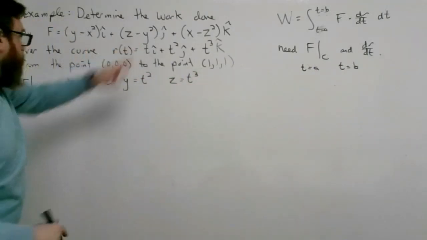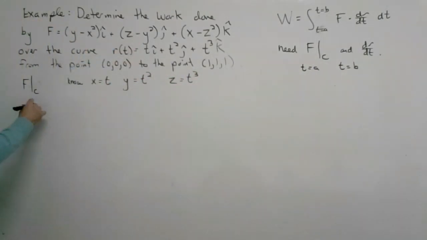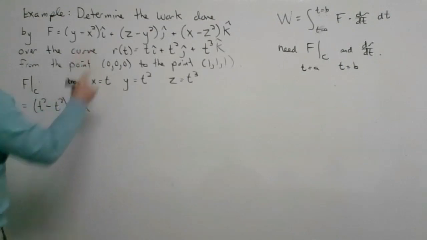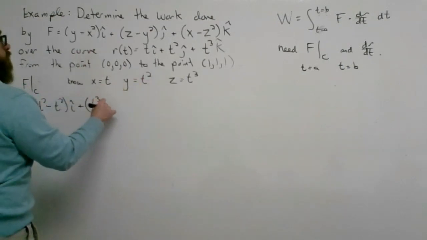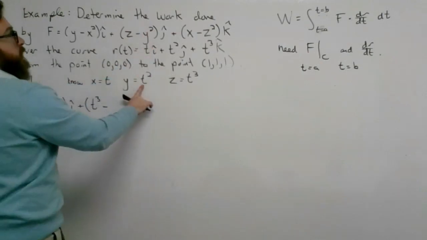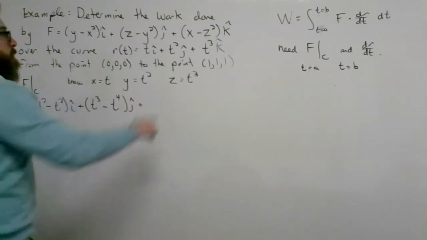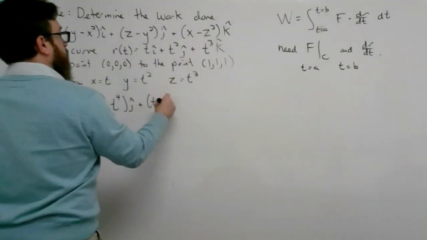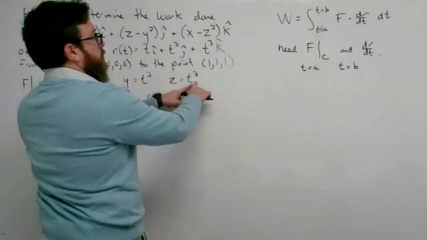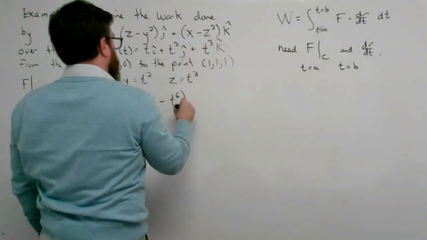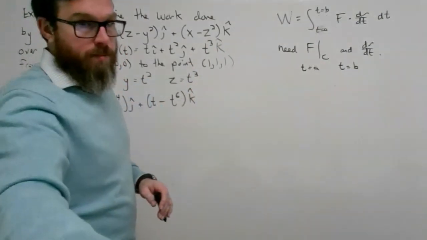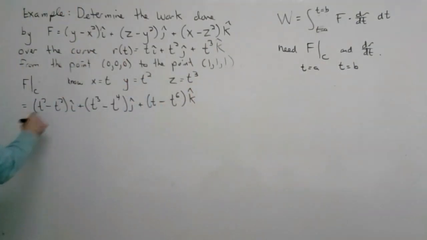So we're plugging those into there. So f evaluated at c is going to be equal to y being t squared, so t squared minus x squared, which is going to be t squared i, plus z, which is going to be t cubed minus y squared. So t squared squared is going to be t to the fourth, and that's going to be j, plus x, which is going to be t minus z squared. So t cubed squared is going to be minus t to the sixth, and that's going to be in our k direction. So simplifying, this is going to be 0, so it's going to be 0i.